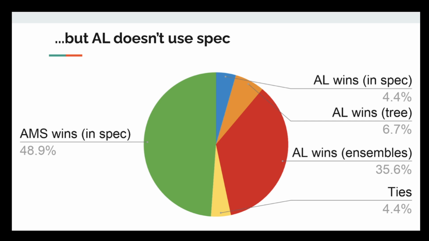However, AL does not use the specification in any form, because it was not designed to do that. It simply provides pipelines that are high-performing as it generates them, but never considers what the user necessarily wants. In this case, we can see that AL wins can be broken down into a large portion of ensemble models, tree-based pipelines, and then a small set of AL wins that do indeed come from pipelines that adhere to the user specification purely through chance.